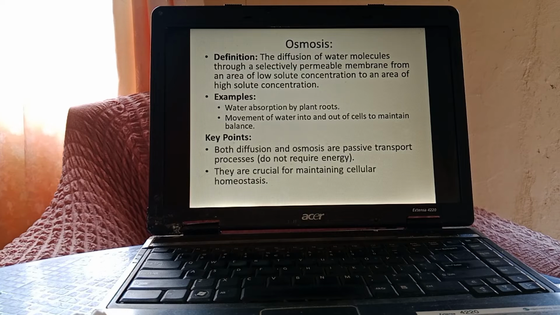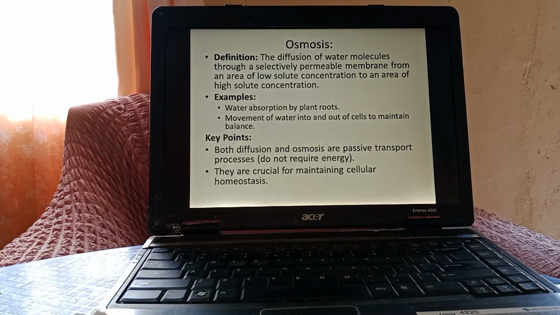The key points: both diffusion and osmosis are passive transport processes. Why? They do not require energy. The molecules move naturally. You don't require energy to move them. They are crucial for maintaining cellular homeostasis.